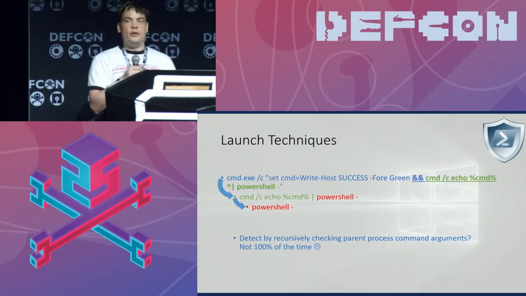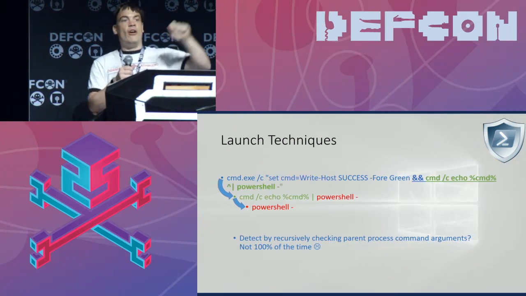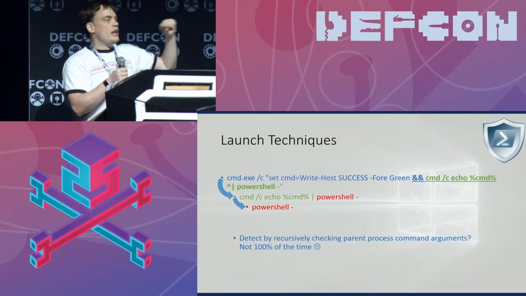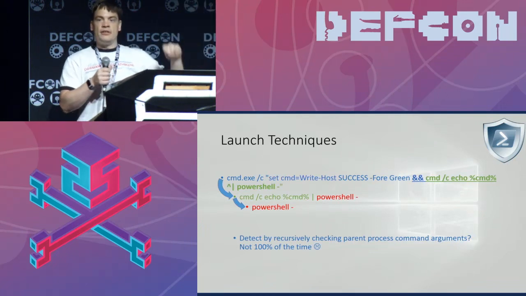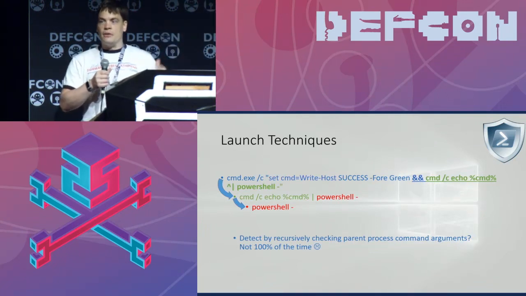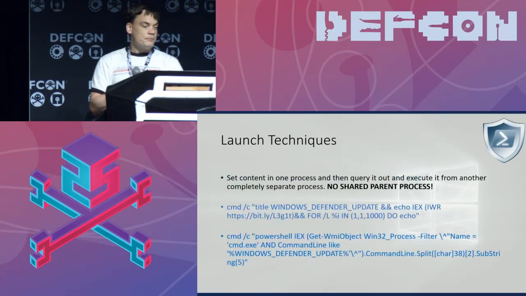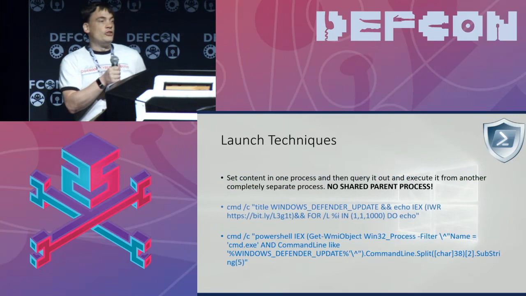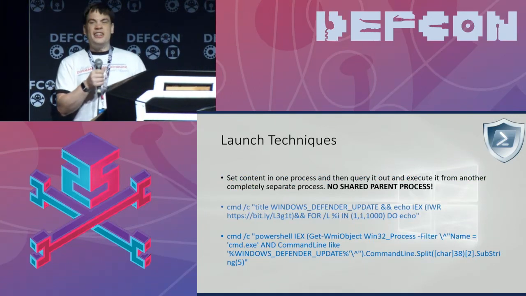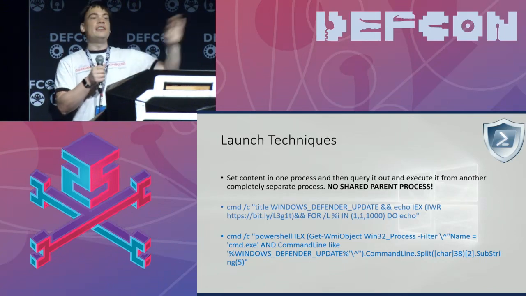So obviously what we're going to do here is recursively check all the way up this parent process tree, combine all those command line arguments, get rid of all that obfuscation and figure it out. Like that's the natural thing we're going to do, and we're going to save the day. Unfortunately not.